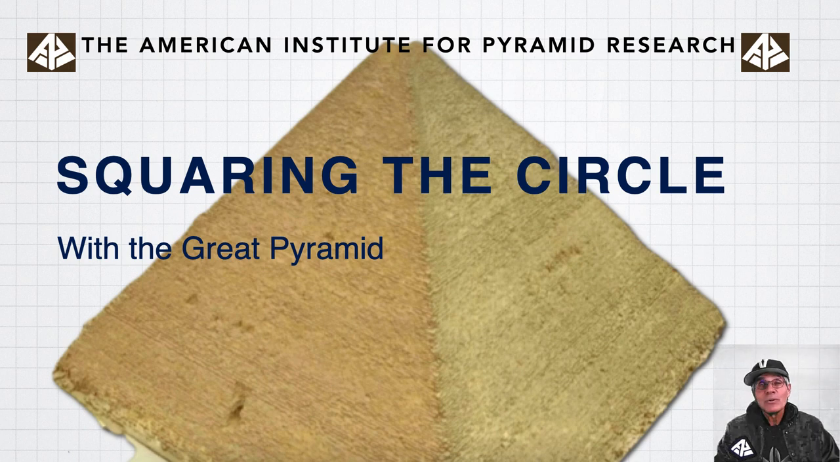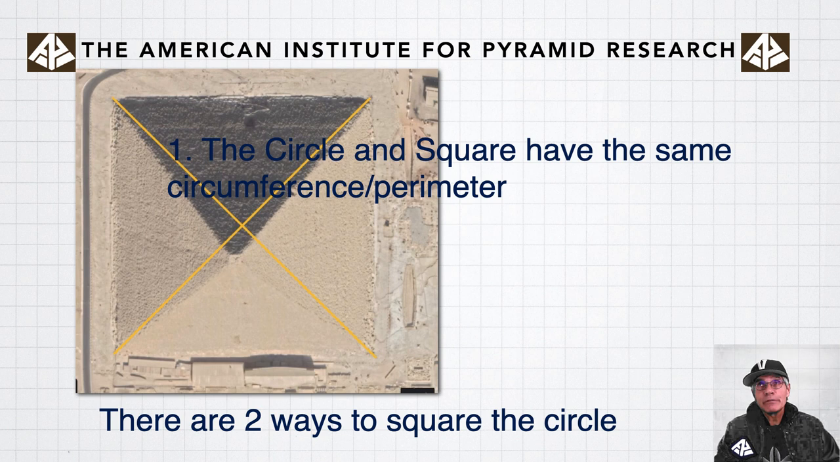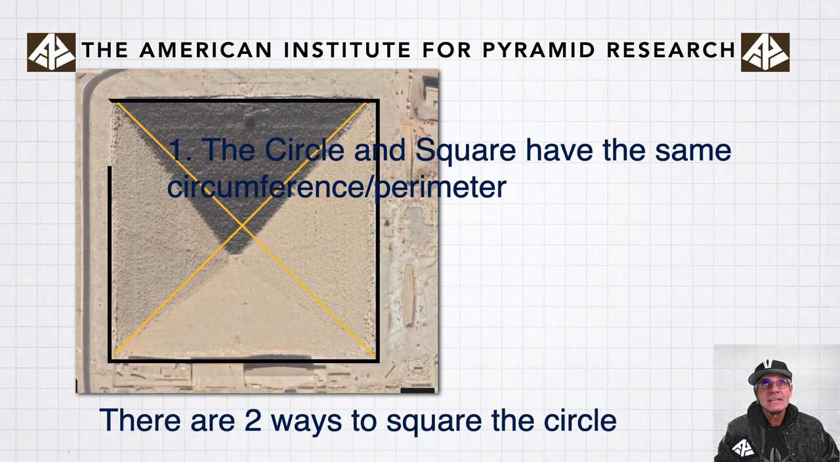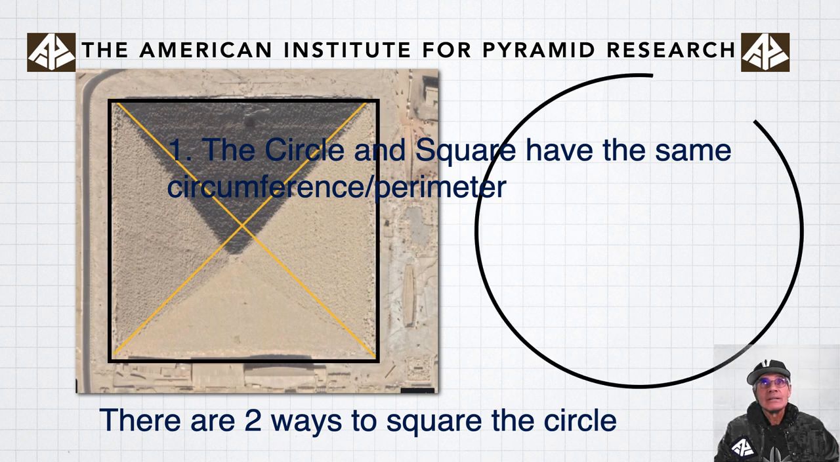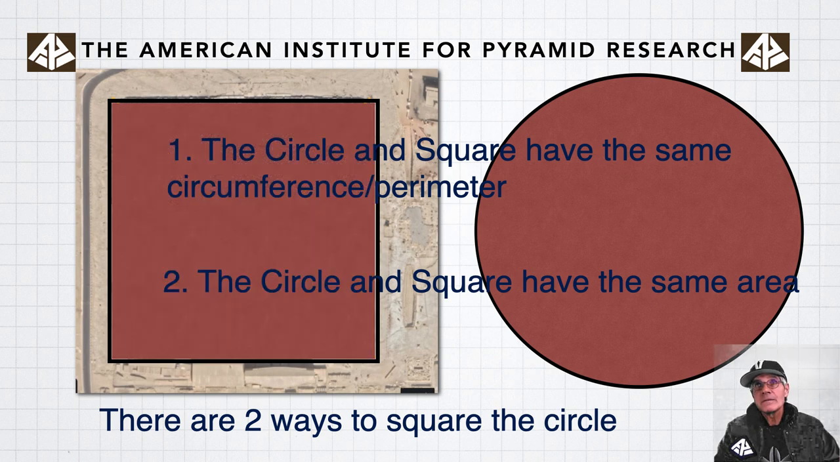Squaring the circle with the Great Pyramid. Okay, well, there are two ways to square the circle. The first is to have the same circumference and perimeter in the circle and the square, the same distance around the outside. So you want the perimeter of your square to equal the circumference of the circle. The second way to square the circle is through the area. So you'd want the area of the circle to be equal to the area of the square.